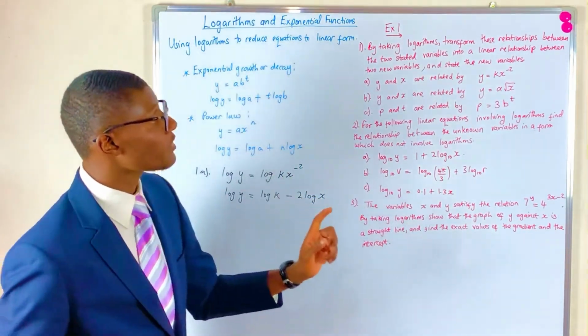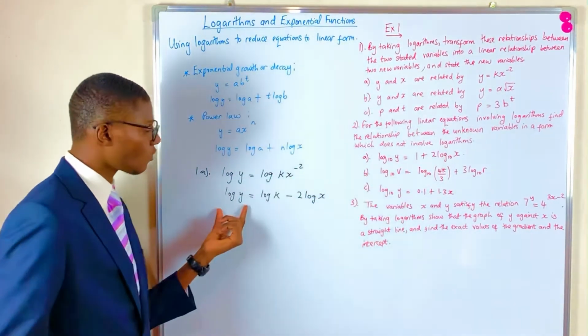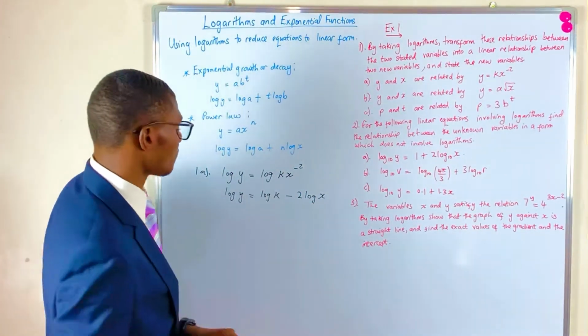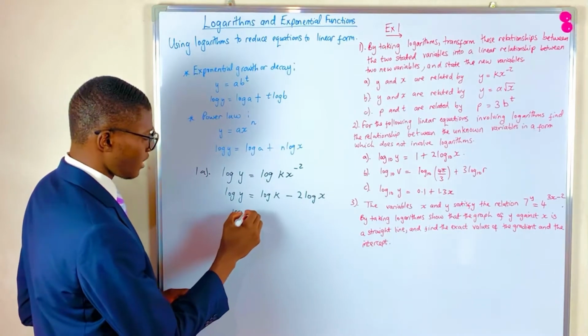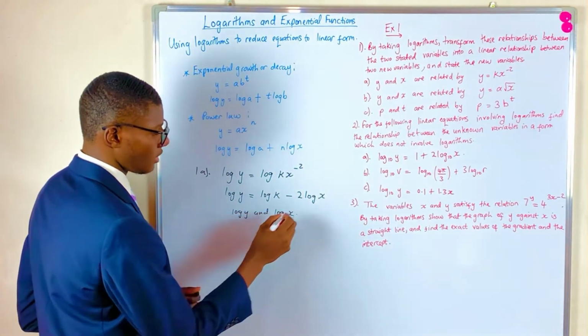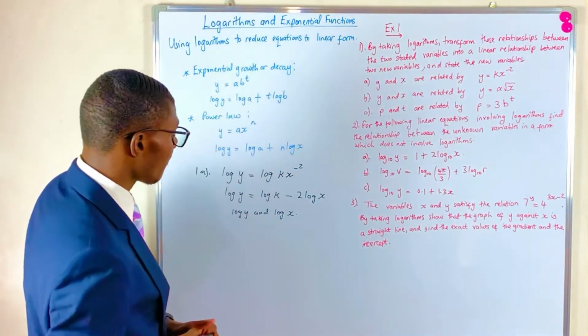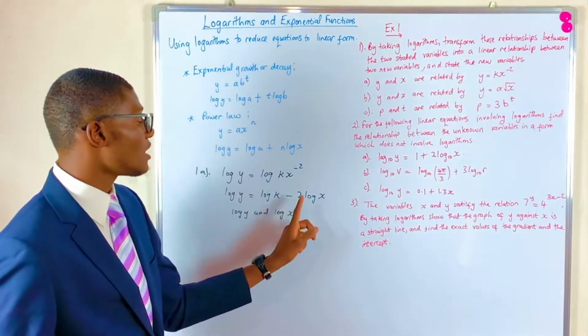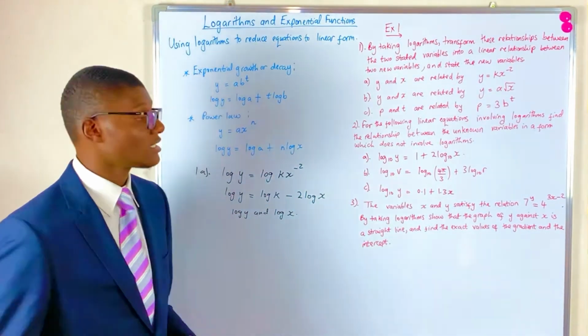So the new variables that we have are log y and log x. These are the two new variables that we have. And log k is our intercept, whereas minus 2 is the gradient that we have.